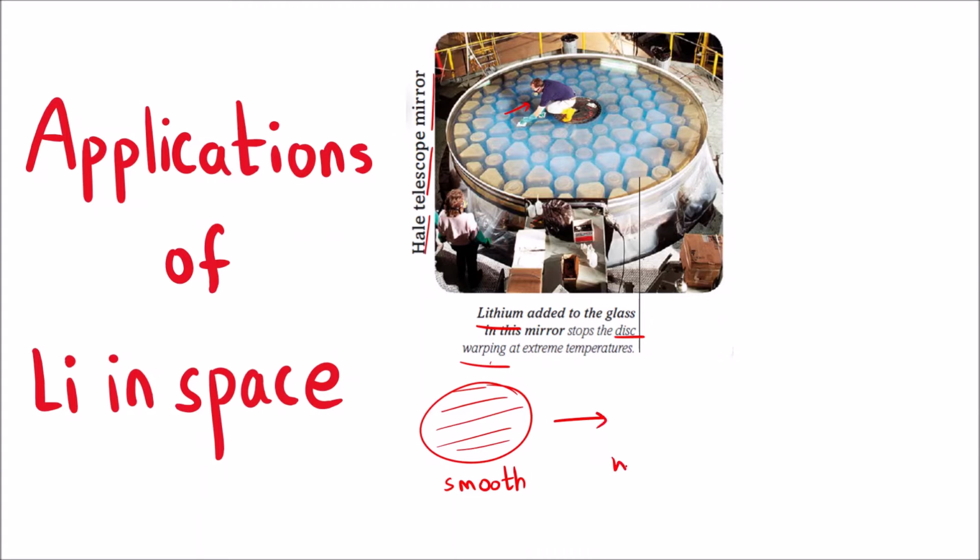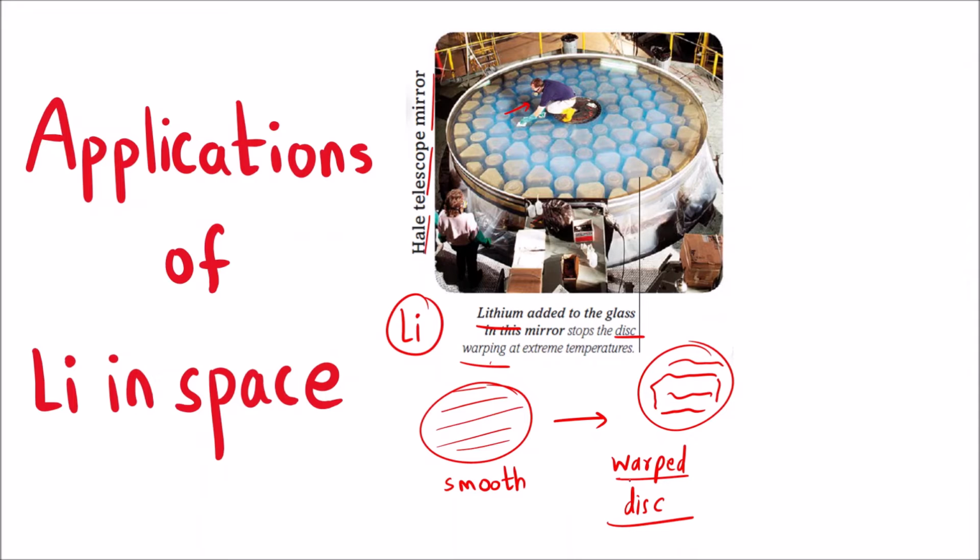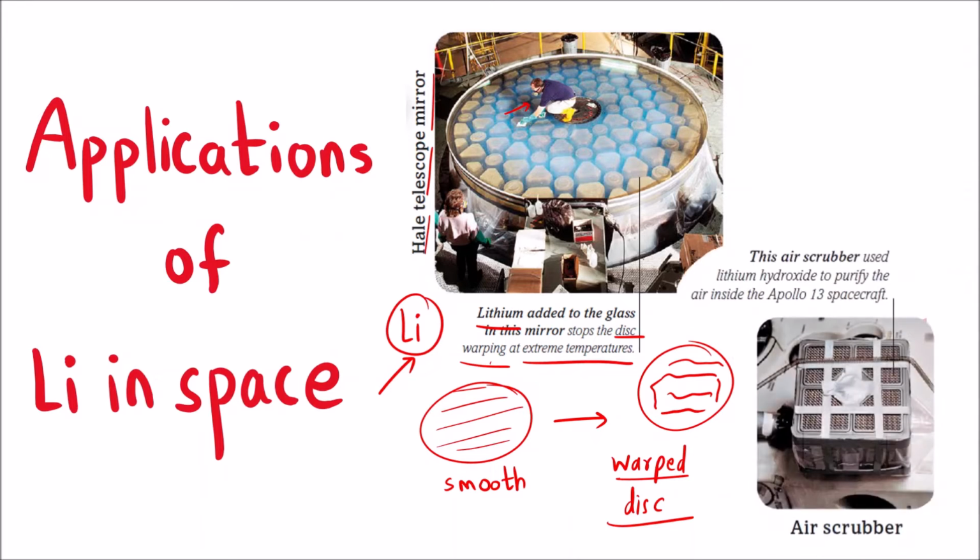What is the meaning of warped disc? Warped disc means the surface of the mirror becomes uneven. It does not remain smooth. To prevent this warping of the disc, lithium is added. And when does this warping take place? At higher temperatures. When we add lithium, this warping can be prevented. This is one of the applications.